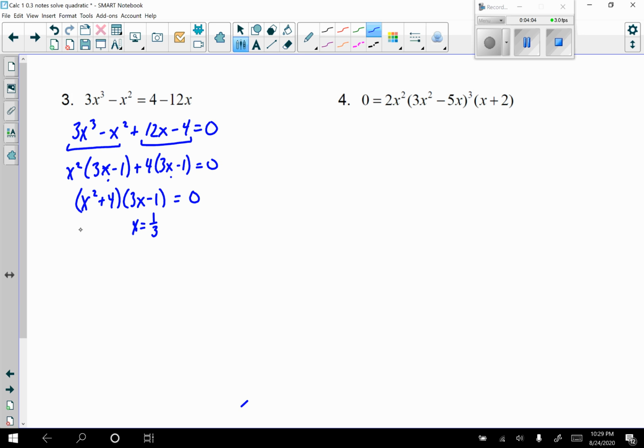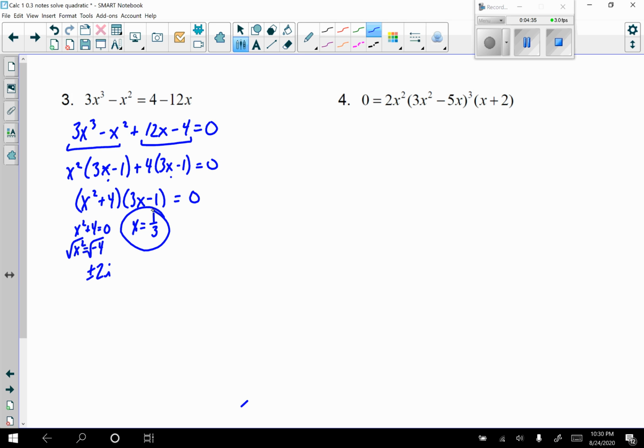X squared plus 4, remember what we're doing. X squared plus 4 equals 0. If you subtract, we get negative 4. Try to square root, we get those imaginary answers. So there are no real solutions over here. Now remember, square root of a negative is the i. This is going to be plus or minus 2i if we are looking for complex answers. But if we're just looking for all real answers, 1/3 is our real answer. That's what we're going to look for most of the time on this.